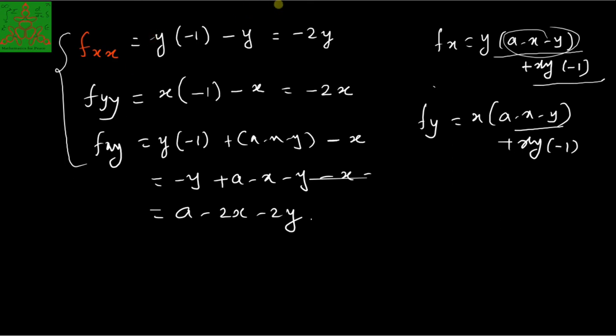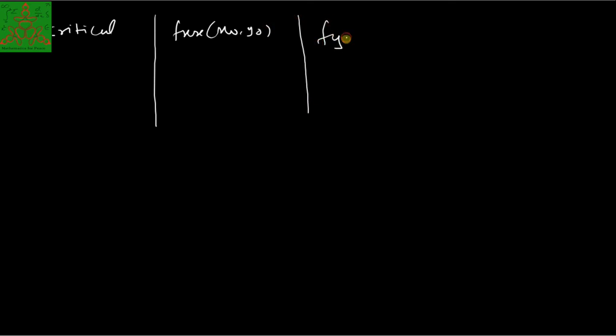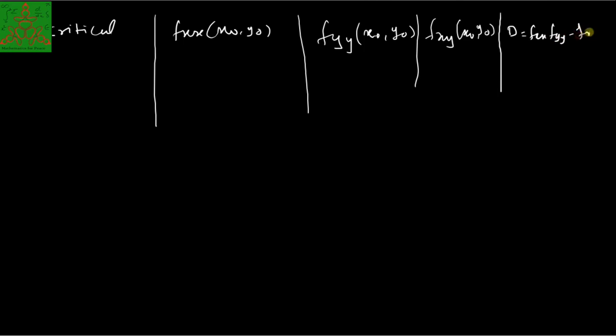So for that, let us make one table. That is the critical point. The next one is fxx at point x0, y0. The third one is fyy at point x0, y0. Then fxy at x0, y0. And the last one is D, which is fxx fyy minus fxy square.